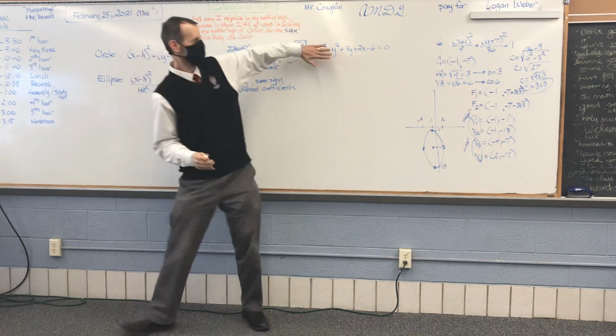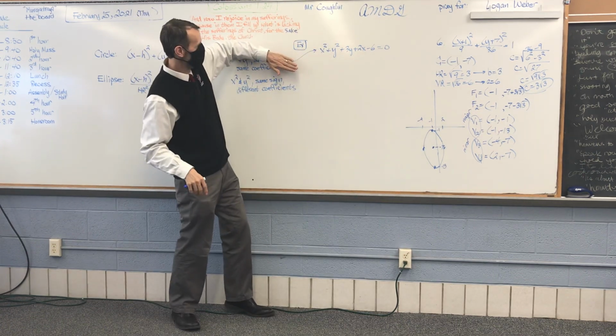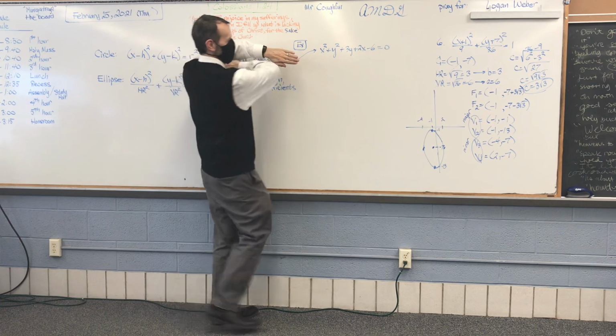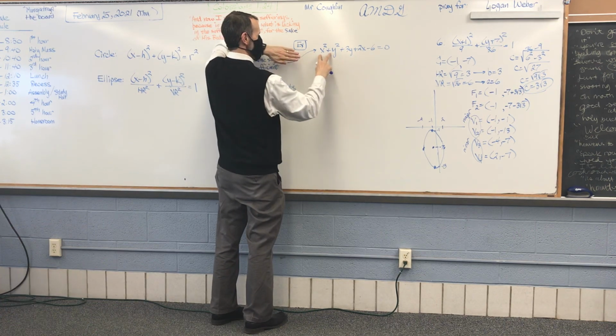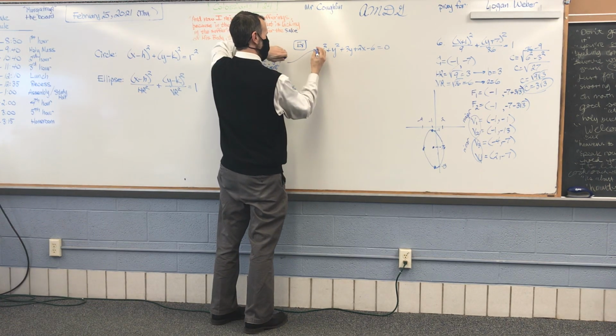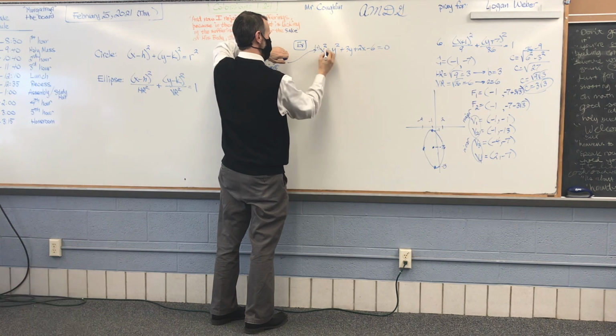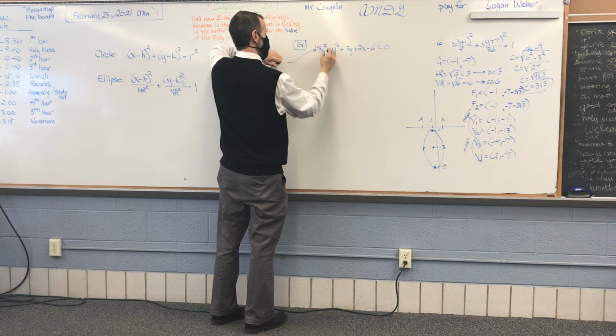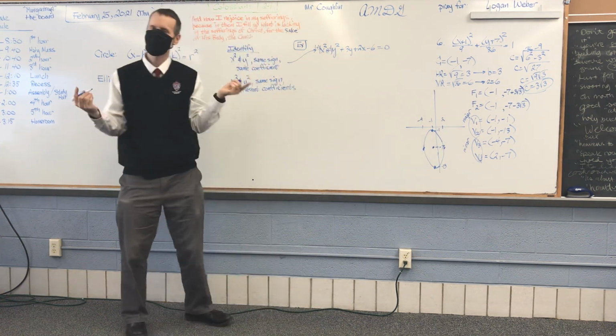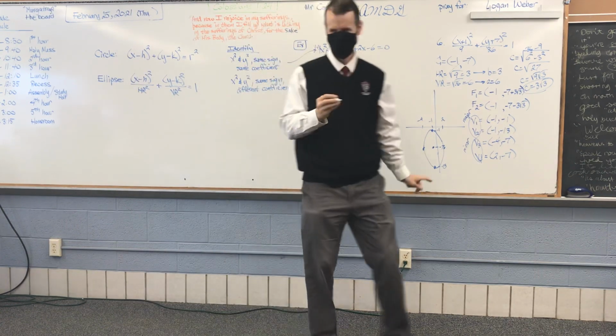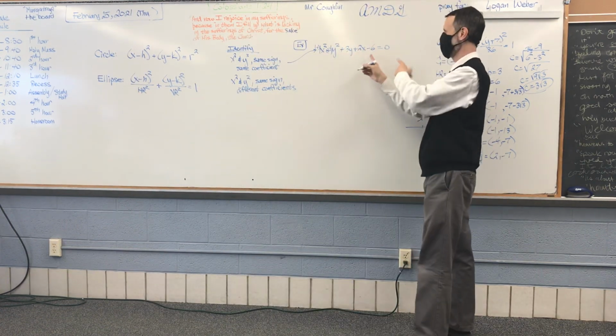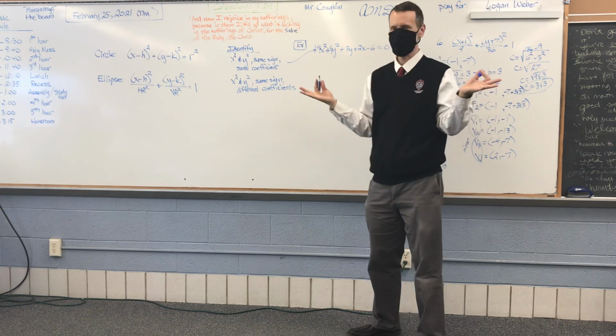Why is that a circle? Because it matches all of them. It has the same coefficients, they're all being added, or like the same sign. Right. This is plus and this is plus. And they're both squared, and they both have the same coefficient. That has to be a circle. Correct. No matter what the other messy stuff is, it's got to be a circle.